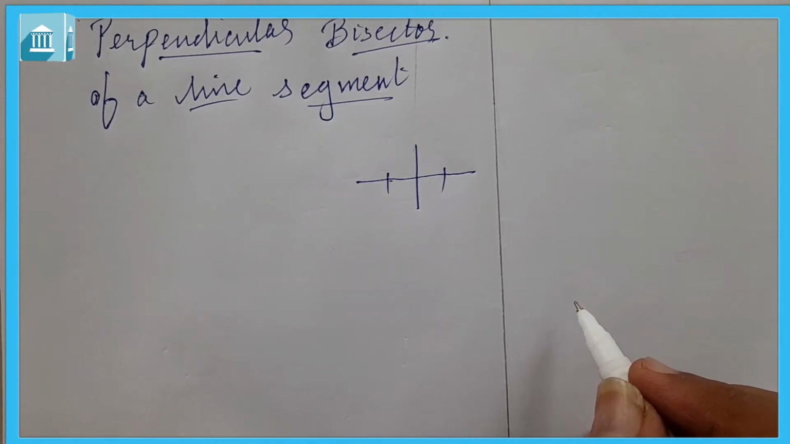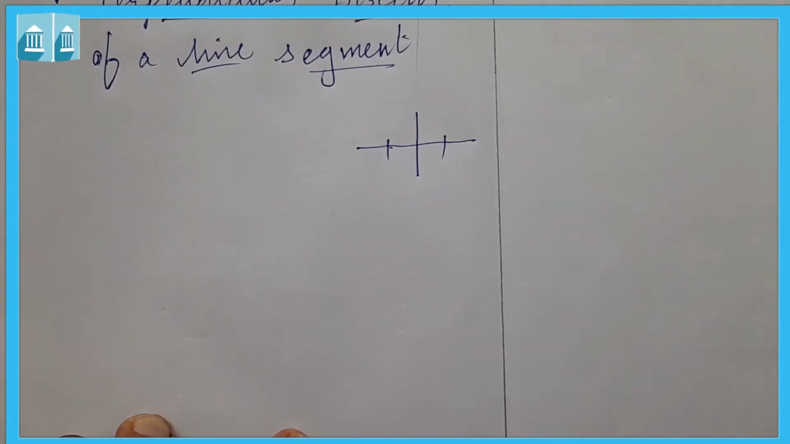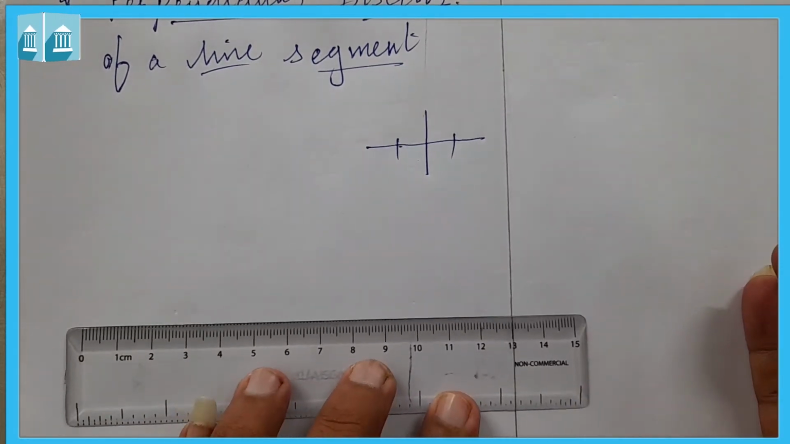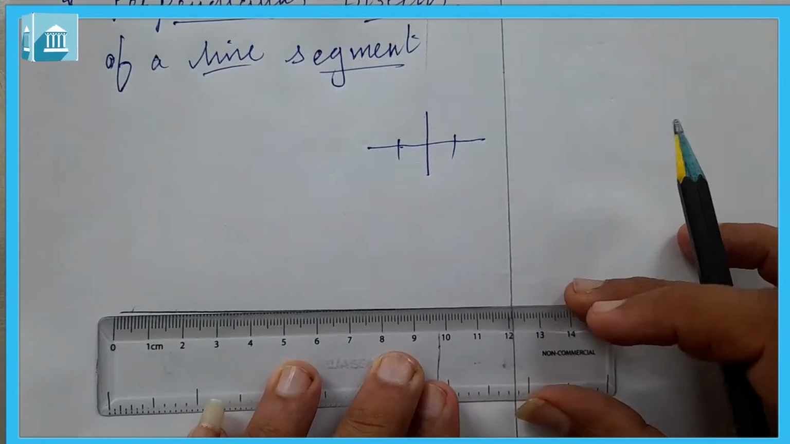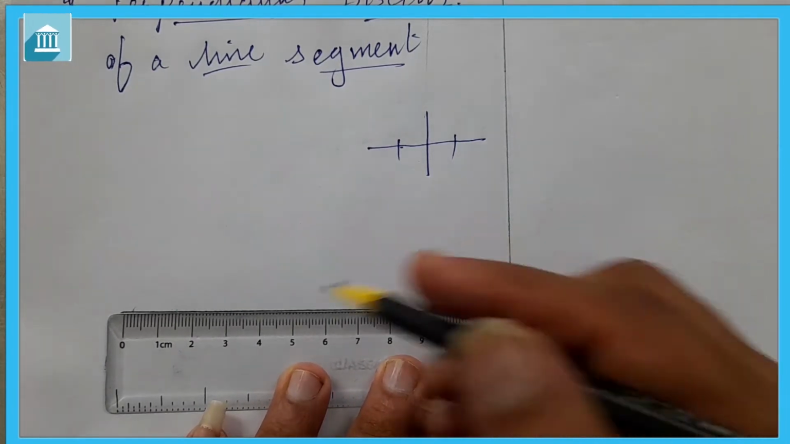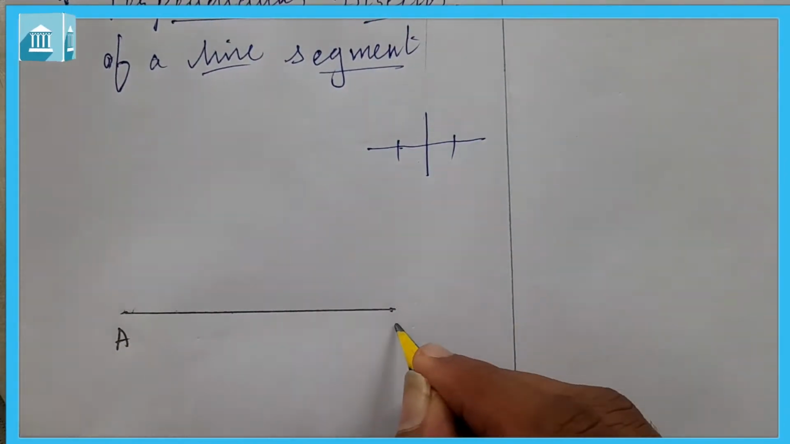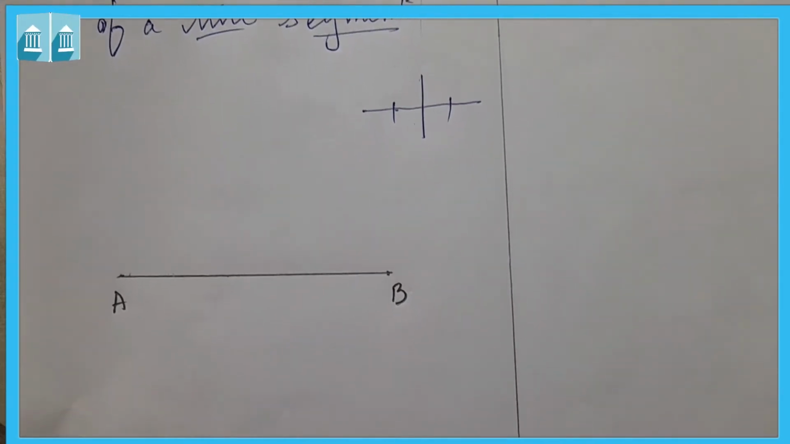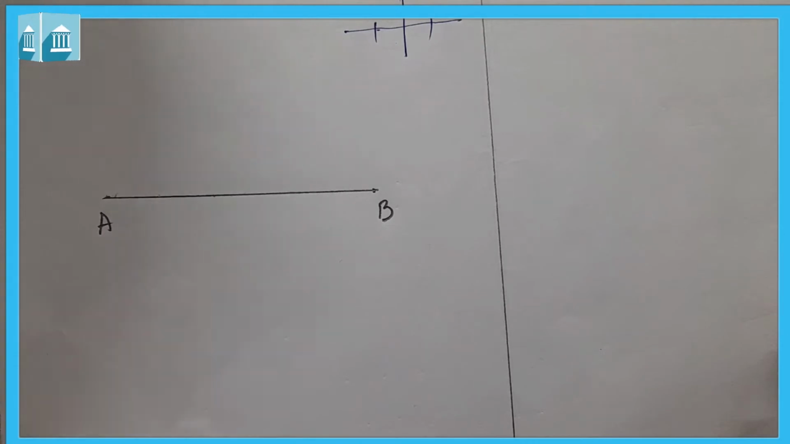Okay, now let us see how to construct a perpendicular bisector. For a perpendicular bisector, first we need a line segment. So let us draw one line segment AB of 8 centimeter. Now we have to draw a perpendicular bisector to this line segment. Let us see how to draw it.